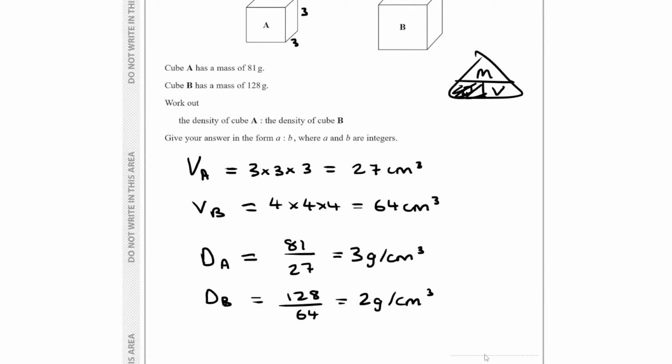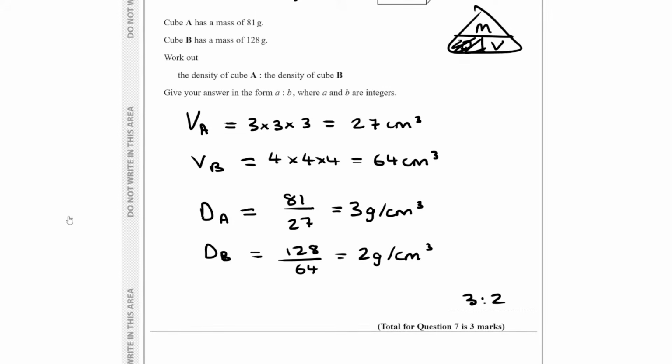The density of B is 2. So they just want 2, basically. That's all they wanted. Where they're whole numbers, I've got whole numbers, so that's fine. So yes, you were correct.